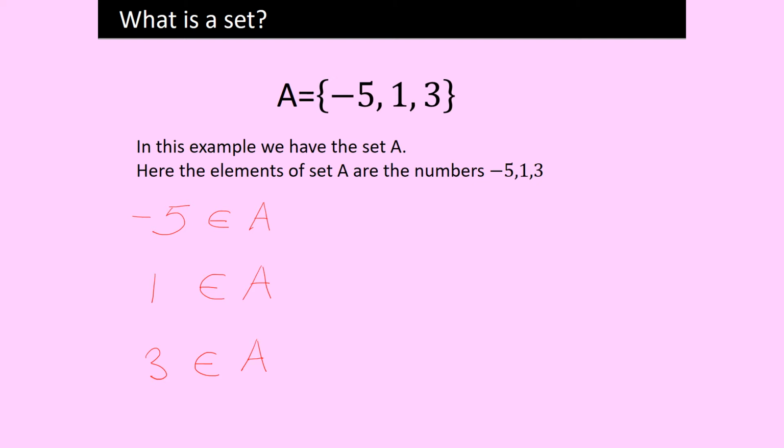Alternatively, we could say something is not an element of the set. So 0, for example, it's not within those curly brackets. 0 is not an element of A. 100 is not an element of A. And 2 is not an element of A.